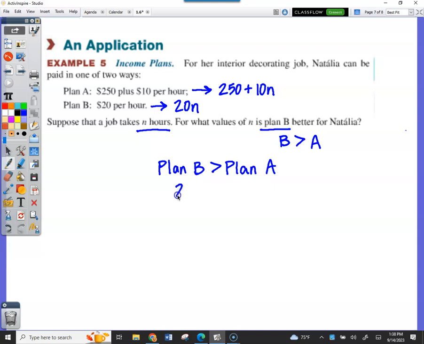All right, let's see, B is 20N, 250 plus 10N. Did you get that? What does it mean? Keep going, you're almost there. More than 25 hours to make more money, Plan B. There it is. Be specific. So if she puts in 25 hours or more than 25 hours into the job, it's better for her to charge by plan B.